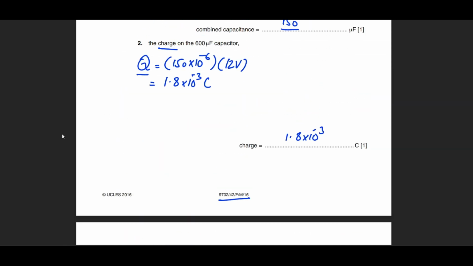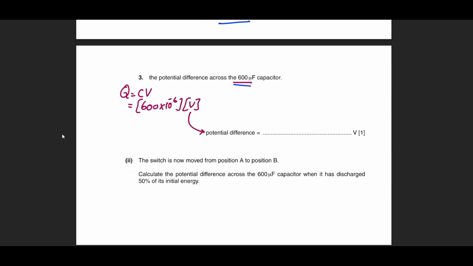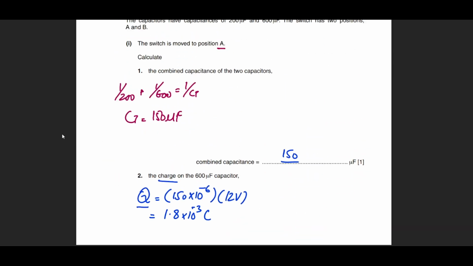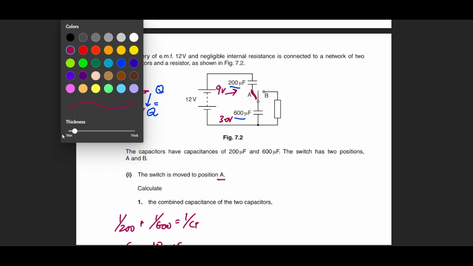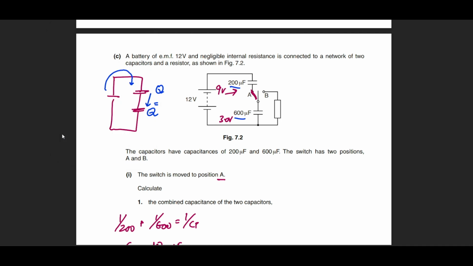Now, again, the charge will be 1.8 into 10 to the power minus 3. Why? Because the number of electrons passed on from the battery in a series combination remains the same. You simplify this, and the voltage you get after this is going to be 3.0 volts. Most definitely, if the 600 microfarad capacitor gets 3.0 volts, the other one will get the remaining voltage, which is 9 volts. Although the question is not asked, for the sake of discussion, I'm pointing this out right now.